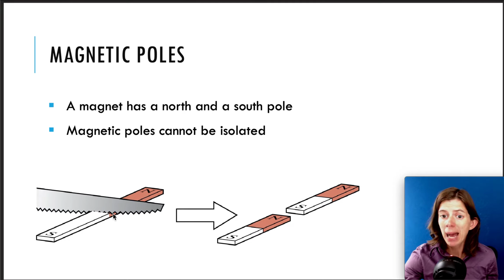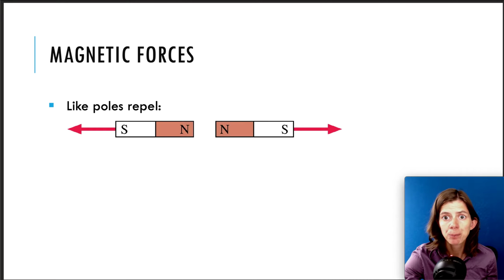But if you have a magnet and you cut it in half, you'll be left with two halves, but each of them will still have a north and a south pole. So it doesn't mean that you cannot have a monopole, a pole by itself. It just hasn't been possible yet.